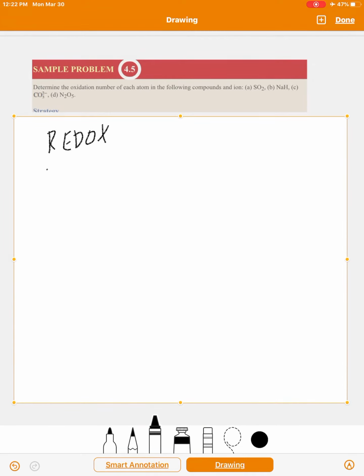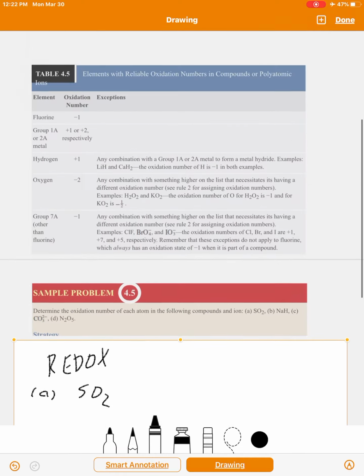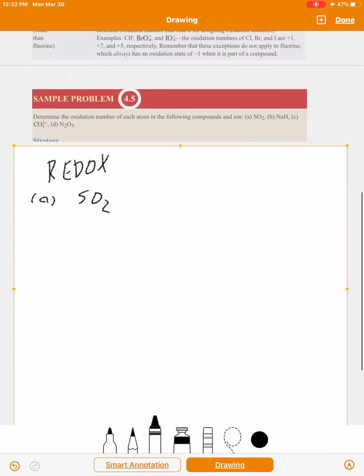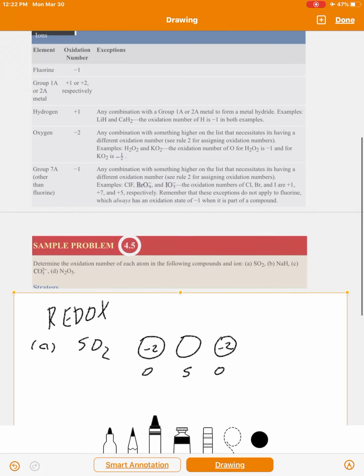We're going to start with part A first. A is an easy one, SO2, sulfur dioxide. All you do with this one is you go up to the table here. Oxygen, -2. So oxygen's -2. One way to do this is I'm going to use little circles, like this. So you've got a sulfur and 2 oxygens. The rule says oxygen is -2. So this is -2, and this is -2. Now you ask yourself, what about sulfur? There's no rule about sulfur, so what do we do?